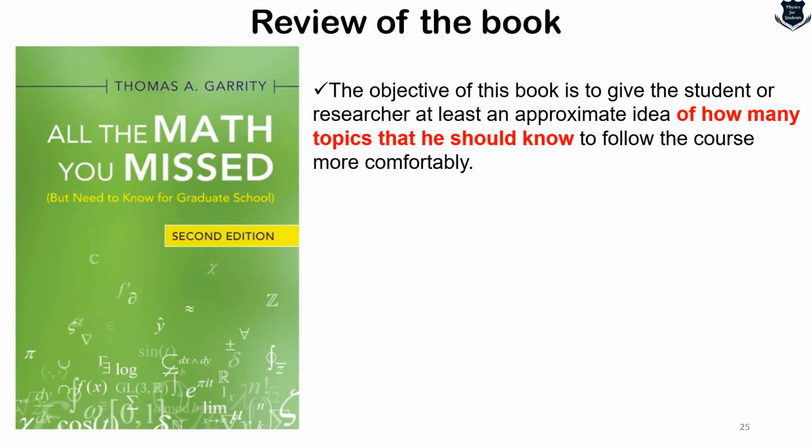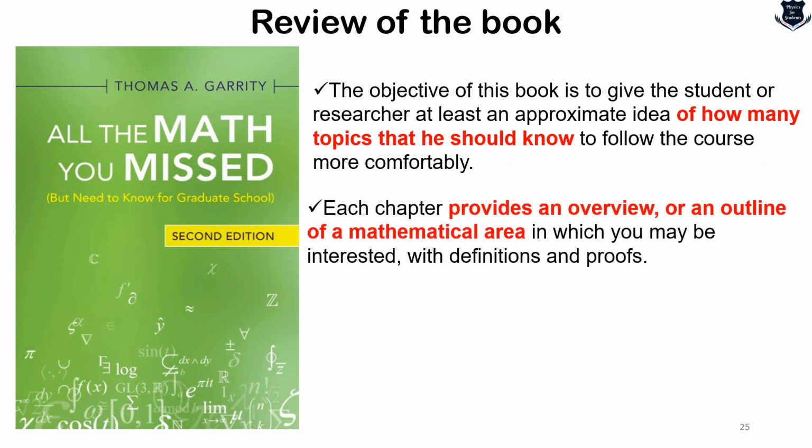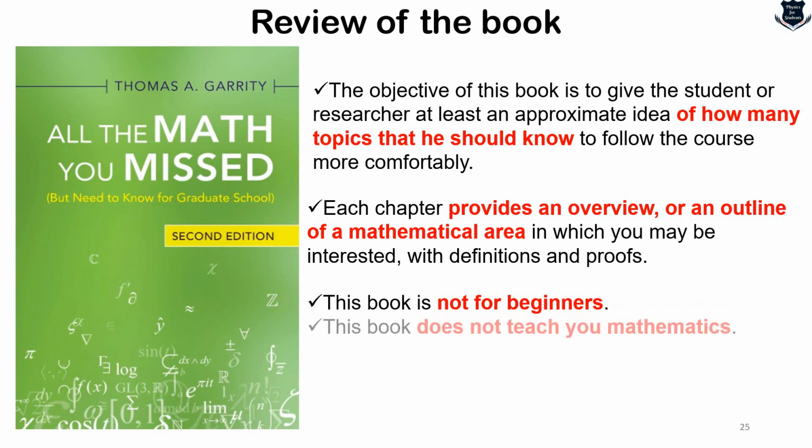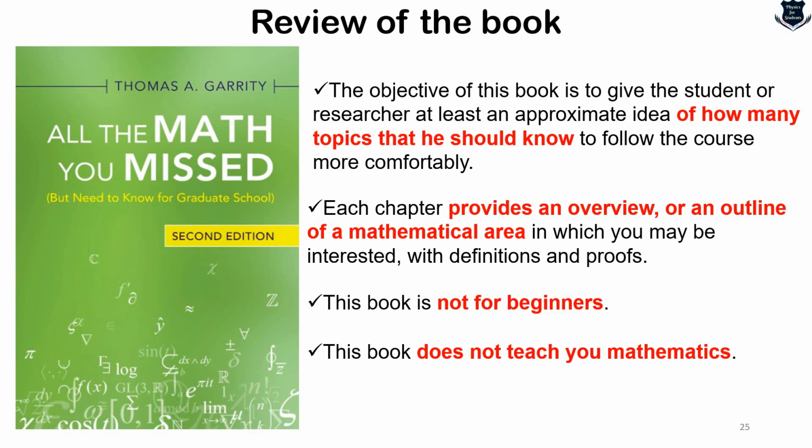So what I would say is that, remember, the objective of this book is to give the student or researcher an idea of how many topics you should know. Now you can add or drop based on your semester examination, based on your objective, how much you would learn, but it gives you a very exhaustive topic list. Each chapter provides an overview or an outline of a mathematical area in which you may be interested, with definitions and proofs. Definitely, this book is not for beginners, and this book does not teach you mathematics.